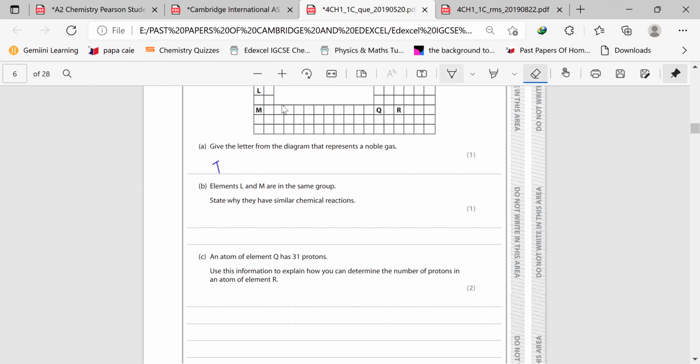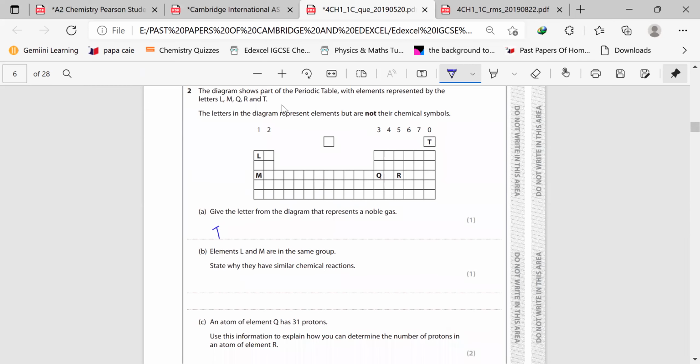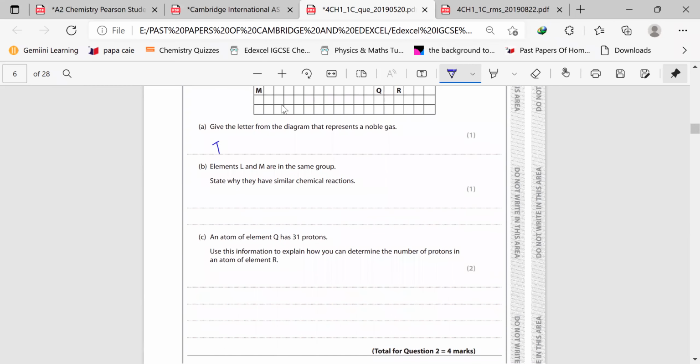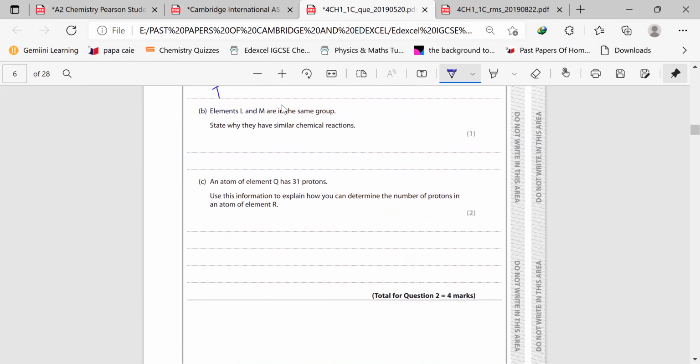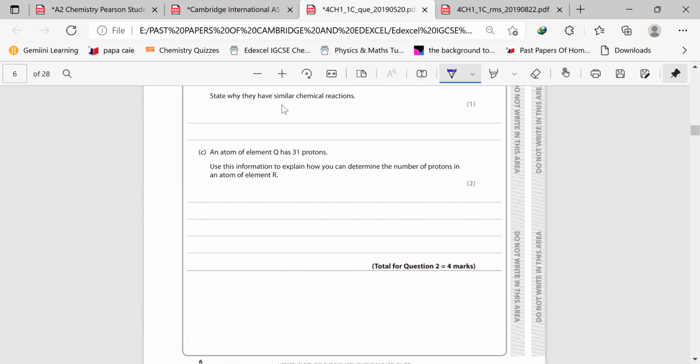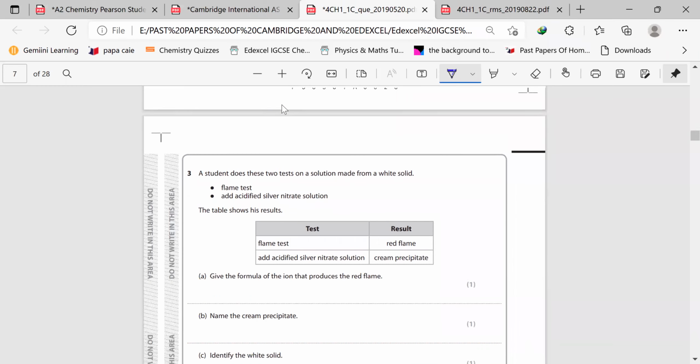The atomic number for R should be 2 plus the atomic number of Q because it is 2 boxes forward in the same horizontal period, 2 positions to the right. Q is in group 3 and R is in group 5. So the proton number should be 31 plus 2, which is 33. Whatever you understood, you need to write in the description. Is it clear, everyone? Yes.